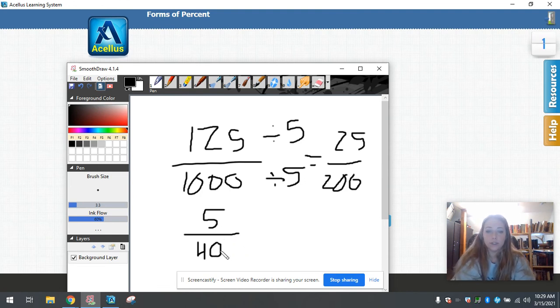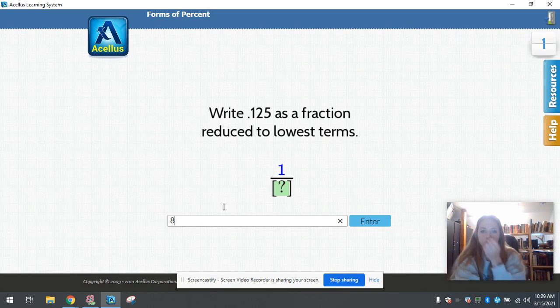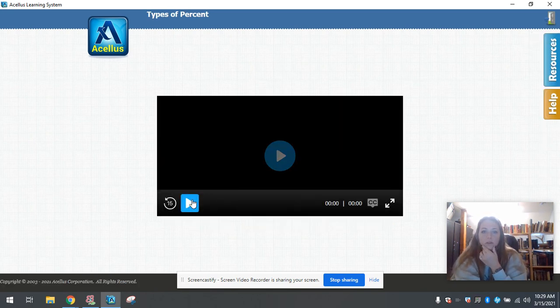End in 5 or 0, divide by 5 again. I'll write it out this time, I've got a little more space. 5 divided by 5 is 1. 40 divided by 5 is 8. So my fraction reduces to 1/8, or 1 divided by 8. Okay, on to the next lesson.